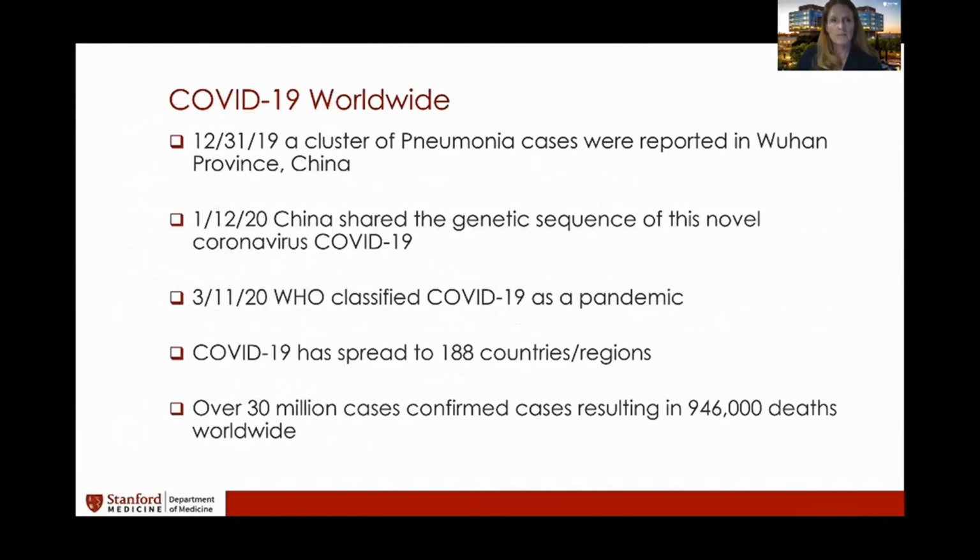In late December of 2019, a cluster of pneumonia cases were reported in the Wuhan province of China. Within a short period of time, China was able to sequence this novel coronavirus, and it was dubbed COVID-19. Over the ensuing months, this virus began to spread worldwide, such that by mid-March, the WHO classified COVID-19 as a global pandemic. To date, it has spread to over 188 countries and regions, and there are over 30 million cases confirmed worldwide, resulting in over 946,000 deaths.